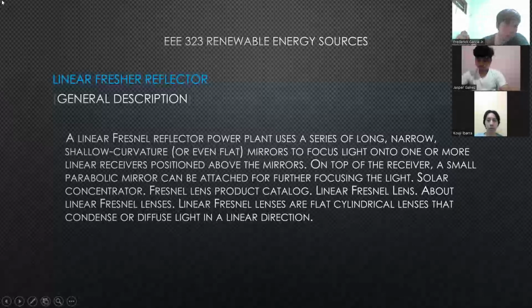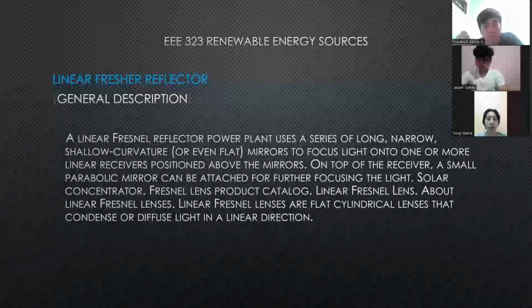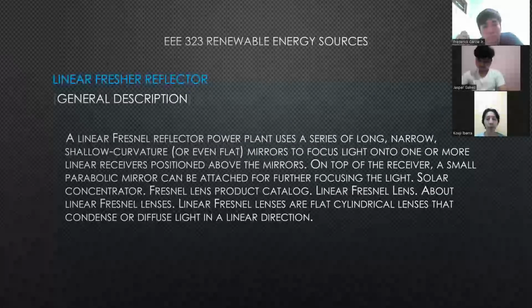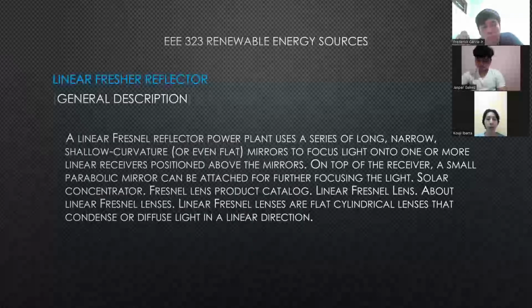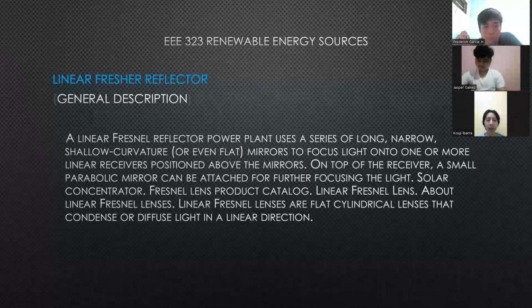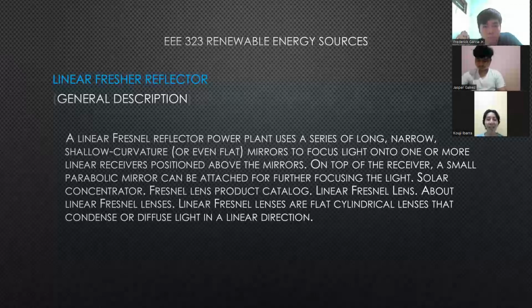Finally, we have the linear Fresnel reflectors. So, linear Fresnel reflector power plants use a series of long, narrow, shallow curvature mirrors to focus light onto one or more linear receivers positioned above the mirrors. On top of the receiver, small parabolic mirrors can be attached for further focusing of the light. The solar concentrator: linear Fresnel lenses are flat cylindrical lenses that condense or diffuse light in a linear direction.